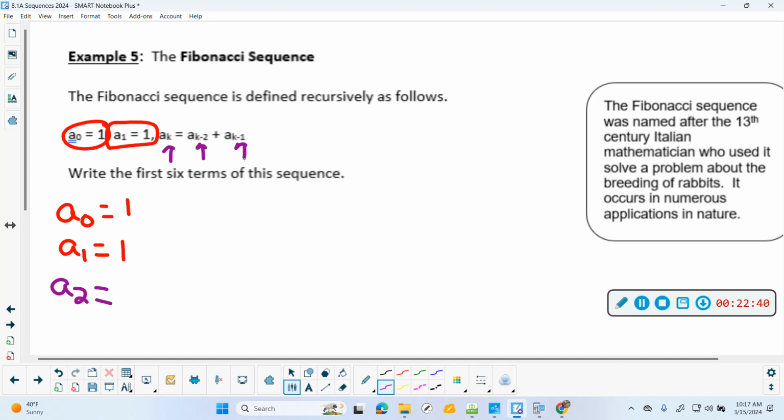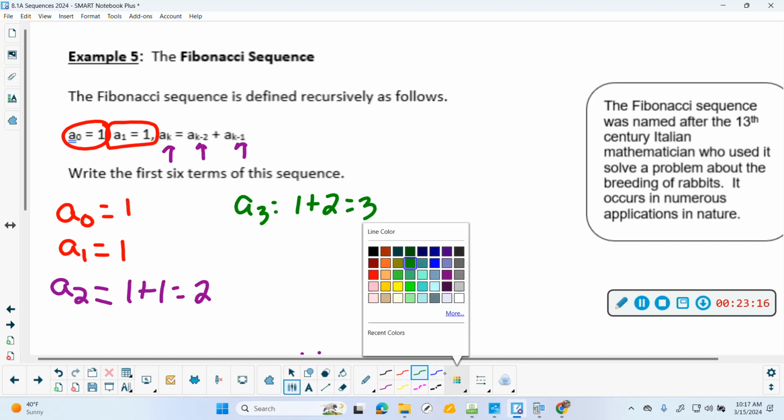Okay, so this is saying to get the next term, focus, people, focus, it's 2 terms back plus the previous term. So k minus 2, 2 terms back, plus the previous term. So it's going to be 1 plus 1, 2. You probably could have got that. Okay. To get the next term, it's 2 terms back, 1, plus the previous.